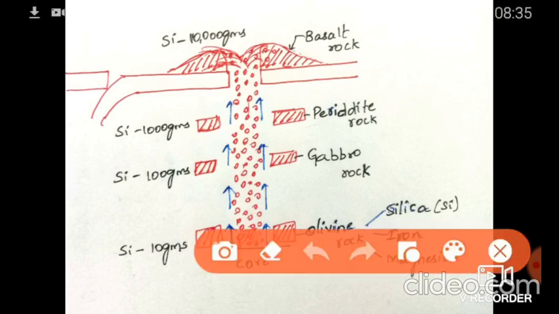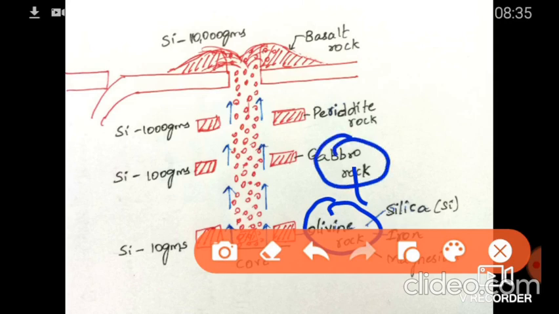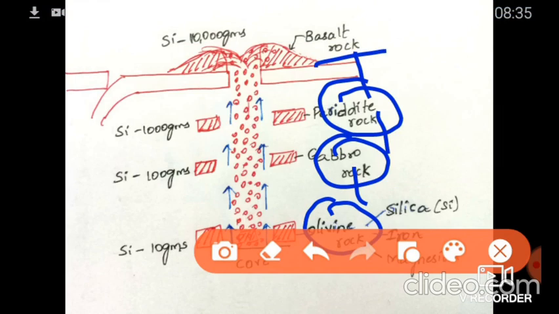The magmatic differentiation of olivine rocks leads to the formation of gabbro rocks, and the magmatic differentiation of gabbro rocks leads to the formation of peridot rocks, and magmatic differentiation of peridot rocks leads to the formation of basaltic rock. Basaltic rock is the primary material in the formation of oceanic crust, and further magmatic differentiation of this basaltic rock leads to the formation of granite and andesite rock, which forms the base for continental crust. So this entire cycle is called Bowen's reaction series.